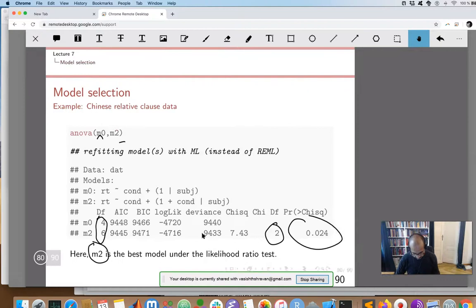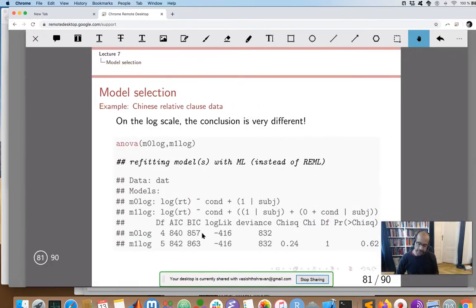Okay, so now the interesting thing is, if I were to do the data analysis in a statistically more defensible way, okay, so for me, analyzing data on the raw millisecond scale is total madness.